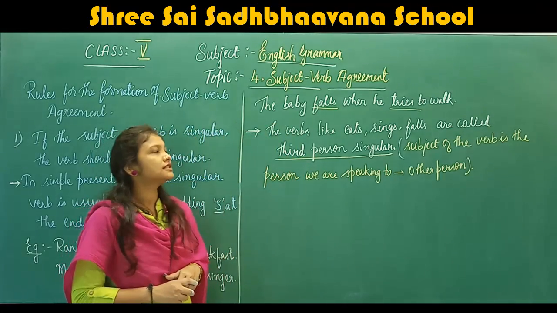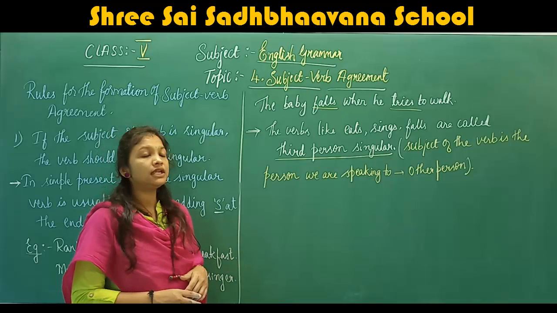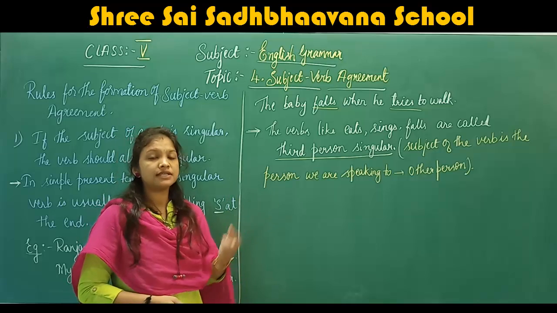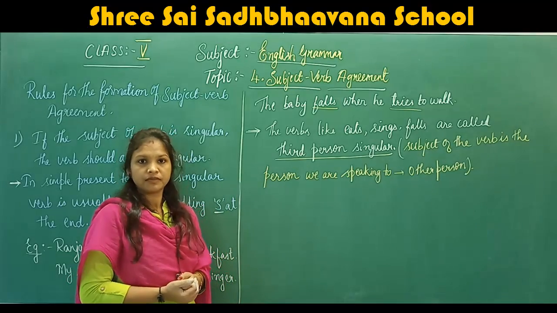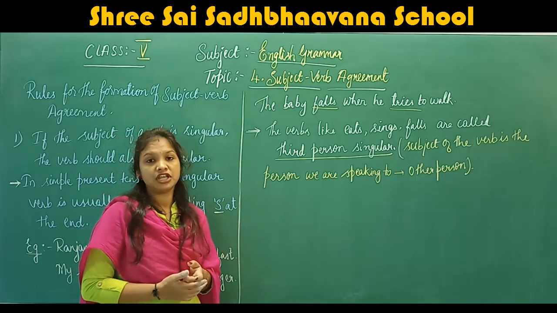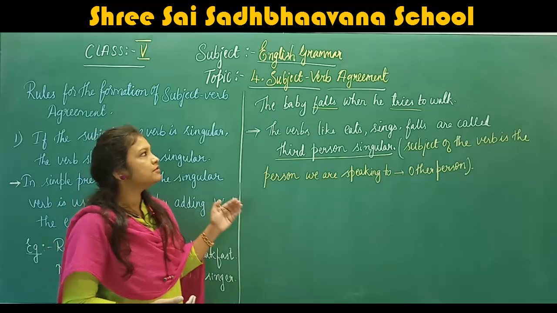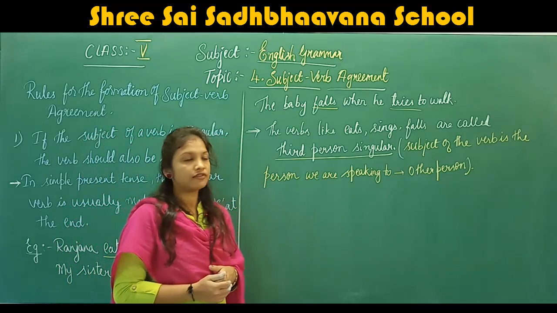The baby falls when he tries to walk. So here the baby falls when he tries to walk. In this example, falls and tries are two singular verbs, and baby is the singular subject. So if the subject is singular, then the verb also should be in singular form.